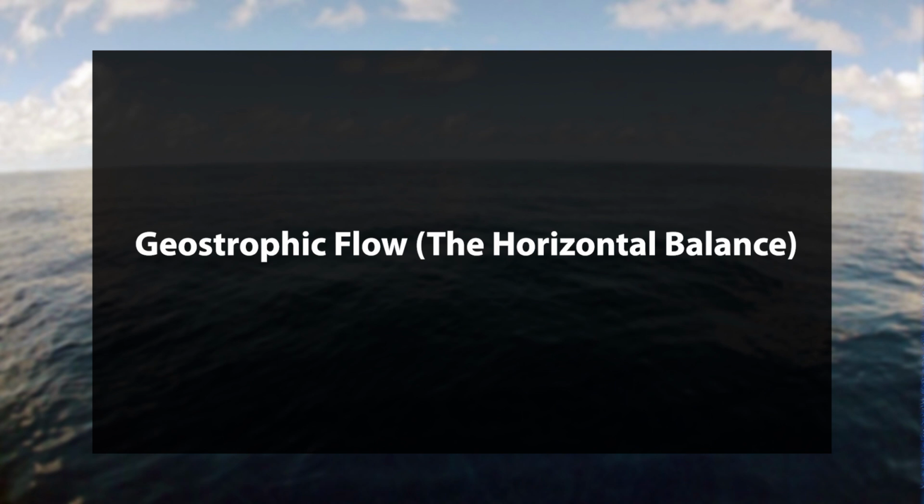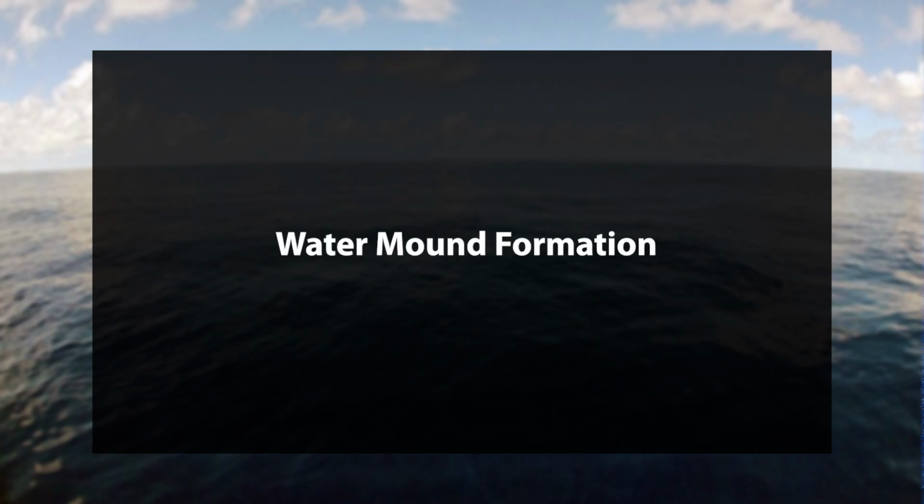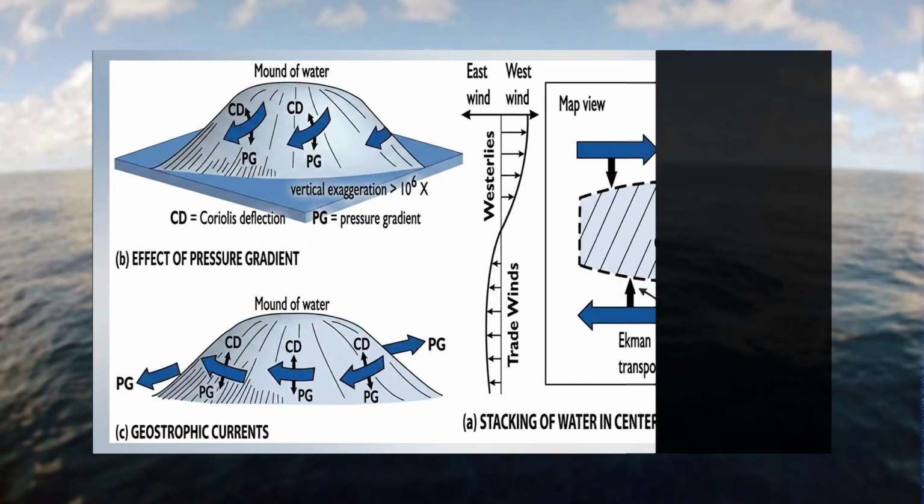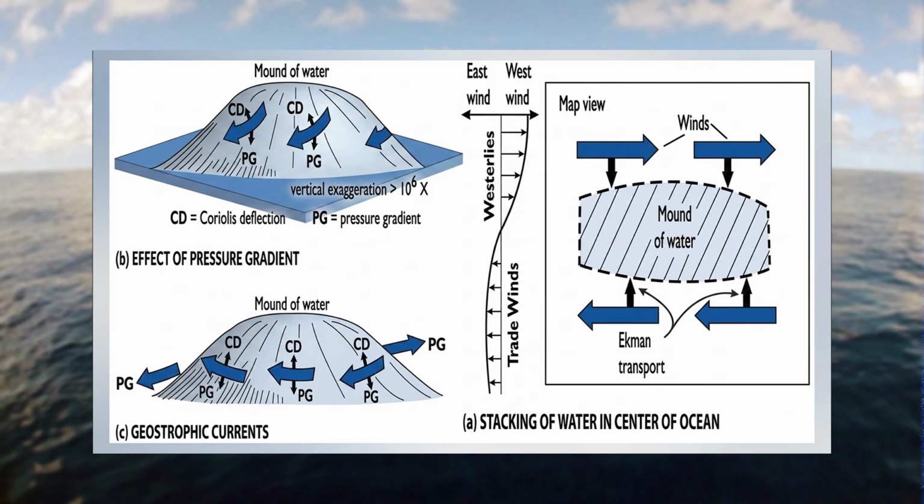After this, we will come to the geostrophic flow, the horizontal balance. This includes the water mound formation. In subtropical gyres, trade winds and westerlies drive Ekman transport inward towards the center of the ocean basins. This causes water to literally pile up in the center, the subtropical convergence, creating a hill of water that can be up to 2 meters in height.